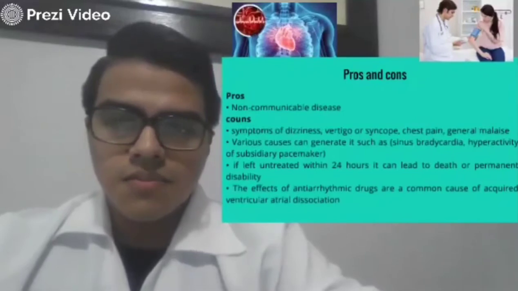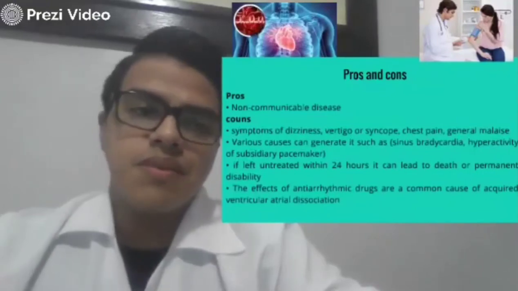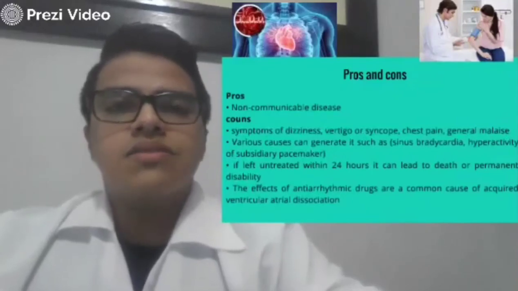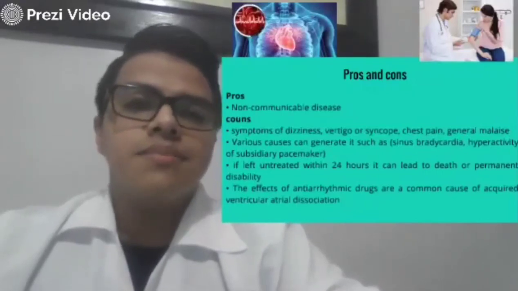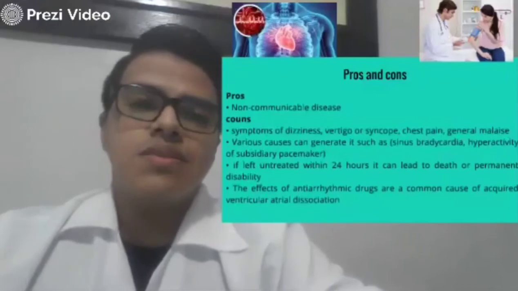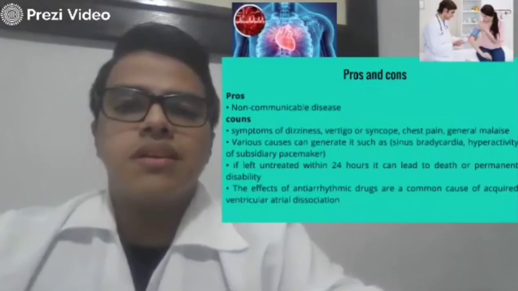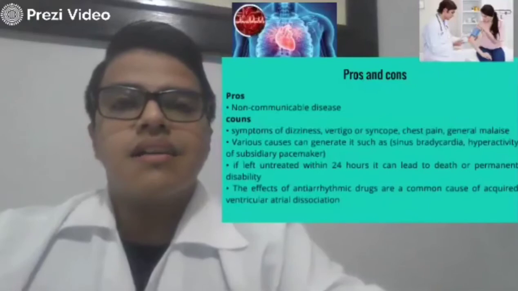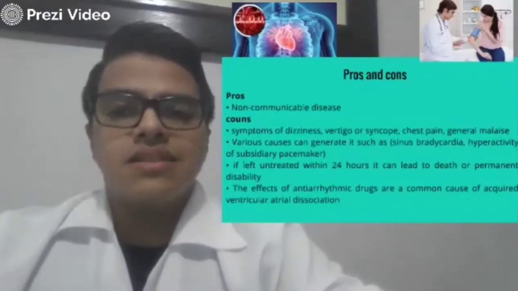Pros and cons. Pros: non-communicable disease. Cons: symptomatic sinus node dysfunction or syncope, chest pain, general malaise. Various causes can generate it, such as sinus bradycardia, hyperactivity, or subsidiary pacemaker. If left untreated within 24 hours, it can lead to death or permanent disability. The effect of antiarrhythmic drugs is a common cause of acquired atrioventricular dissociation.